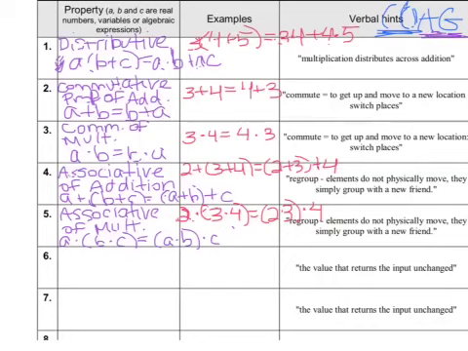Next would be the identity property, the value that returns the input unchanged. So first let's talk about the additive identity property. So what do you do to a number so that when you add something to it, it's itself? Well, any number a plus 0 will give you itself.